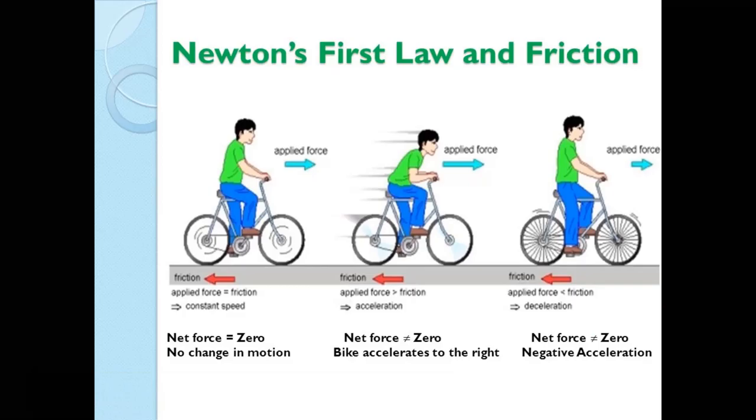So this is why when things on Earth move at a constant velocity, they usually don't stay that way for very long because of things like friction and gravity acting against that movement.